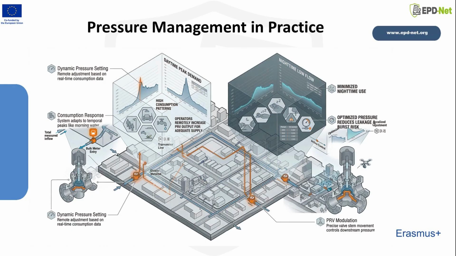GIS-based systems play an important role in practical pressure management. By visualizing pressure zones, assets, and monitoring data, GIS supports informed decision-making and improves coordination between operational teams. This spatial perspective enhances the effectiveness of pressure management strategies.